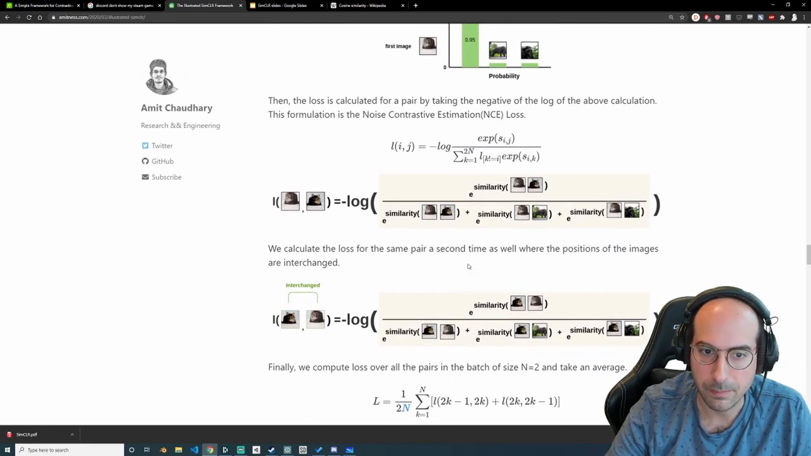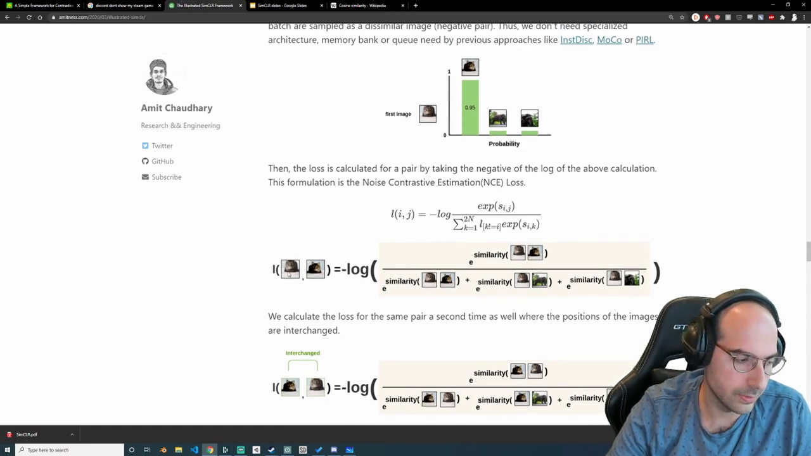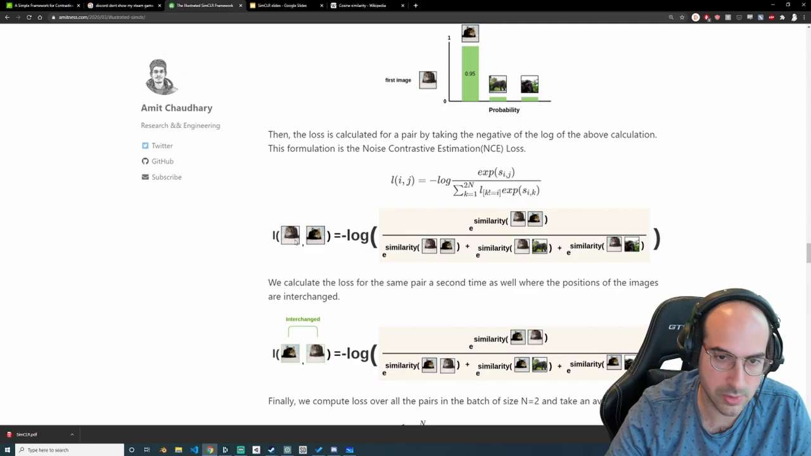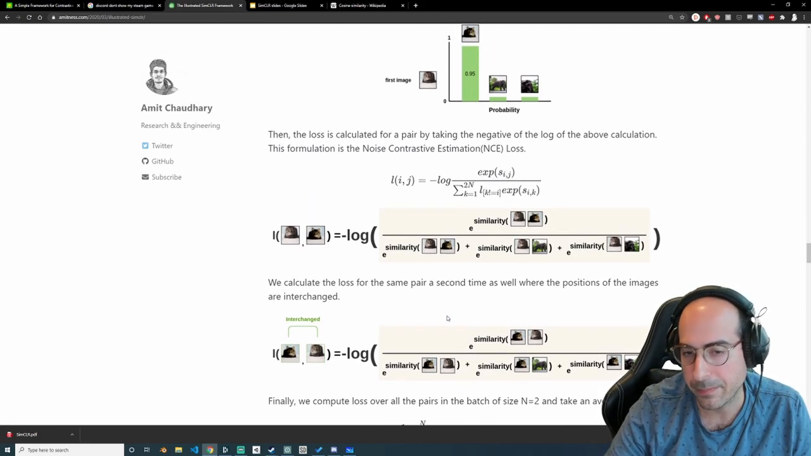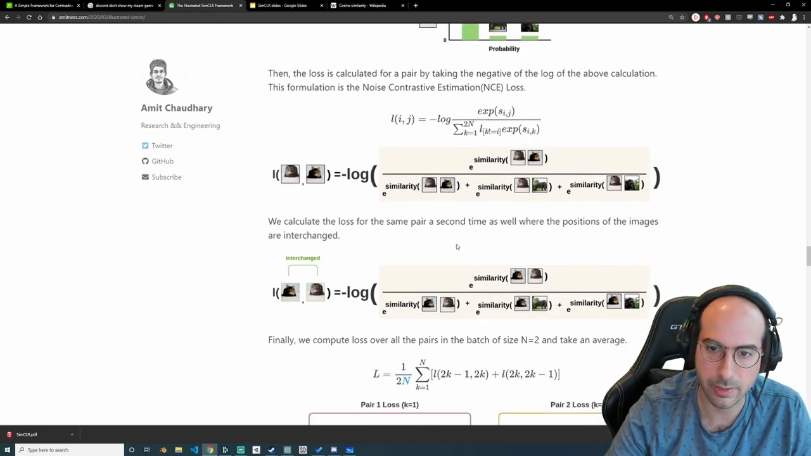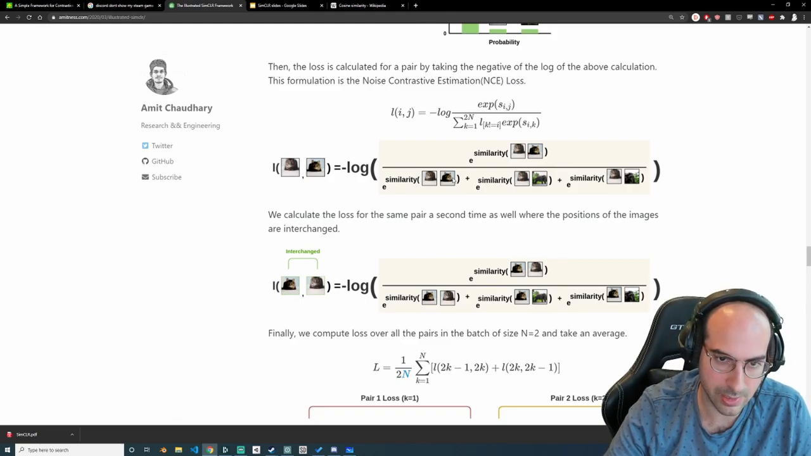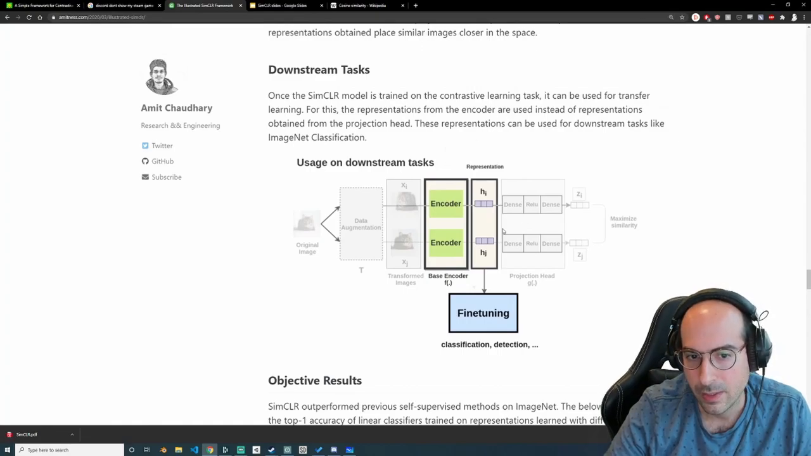Another thing to keep in mind is that the order of these things shouldn't matter. The difference between this cat and this cat shouldn't matter. It matters in some settings. Let's say KL divergence is not a symmetrical function, but in this case, I believe it will come out to be symmetrical, because cosine similarity in and of itself is symmetrical. So if cosine similarity is symmetrical, that means the sum of cosine similarities will be symmetrical, and it's all goodness from there.